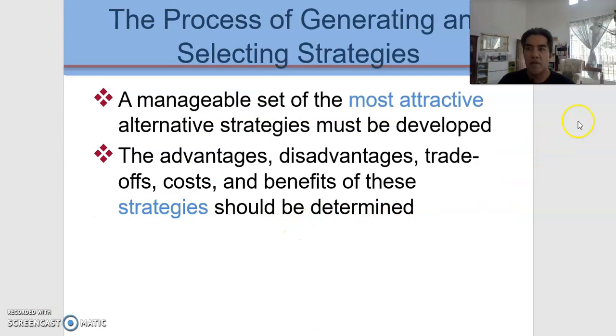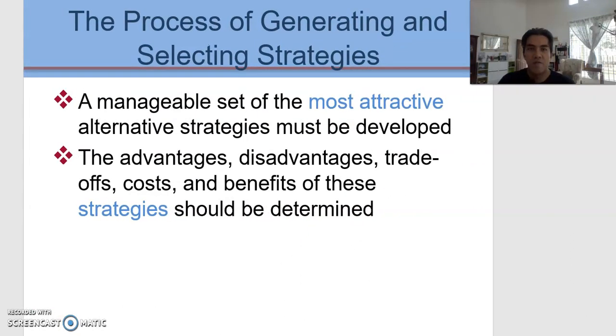We will go straight to here. The process of selecting and generating strategies: a manageable set of most attractive strategies must be developed, like a decision making. Before we can select the best, the final decision, we hope that we are going to come out and brainstorm several alternatives towards that decision. So then you can pick your final decision based on the alternative that you have discussed and identified.